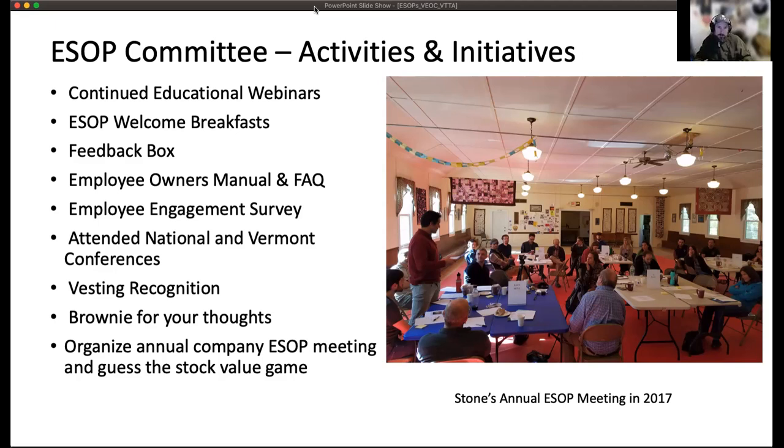We send members of the committee to national and Vermont conferences, and we do vesting recognition. So when you become fully vested, you get a vest, which I'll have to stop my share for, I guess, but get a vest. There's different designs. Mine was this Patagonia thing. It says 100% vested on it. That is just so cute. I love that. Been there forever.